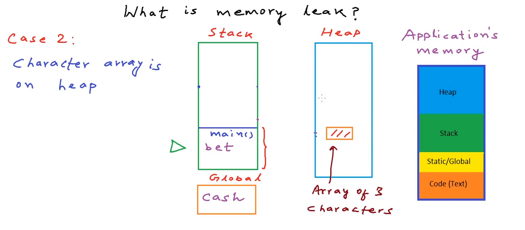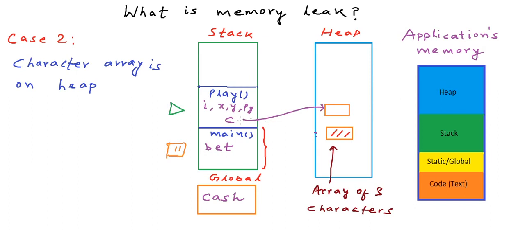And think about it, we will make multiple calls to the play function as we play multiple rounds of our game, and in each call to play we will create one such memory block on the heap that will lie unreferenced and unused when the call to play finishes. If we play our game 100 rounds, then we will have 100 such unreferenced and unused memory blocks of 3 characters in the heap.